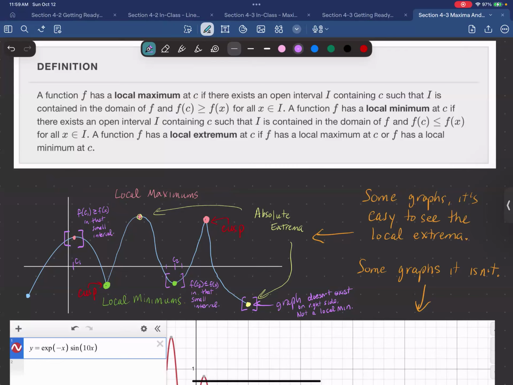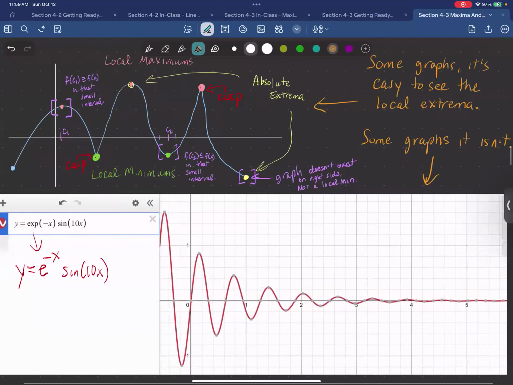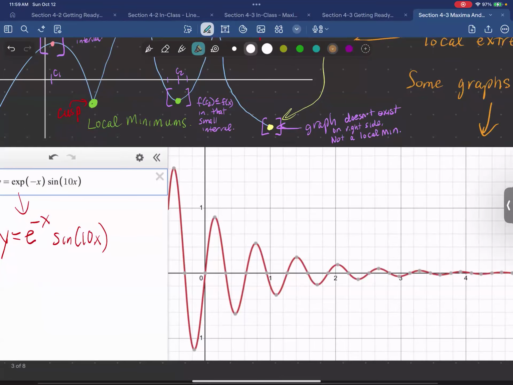Now, pictorially on this graph in blue, it was easy to see the maxes and mins. You just look for the high points and the low points. Some graphs it isn't. So this function here is y equals e to the negative x sine of 10x. That's what exp means, e. And you can see that they show where it's at. I've got a point there, a point there. Notice the little gray dots there? We can see them. These are all local maxes or local mins.